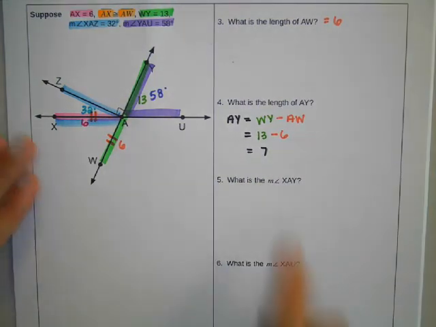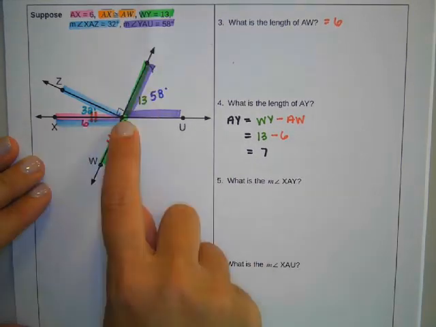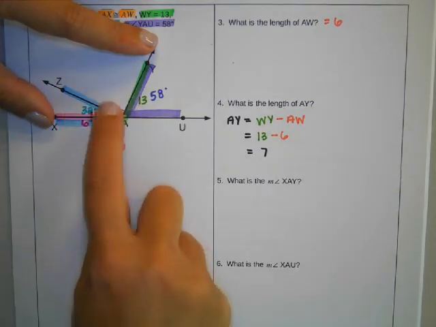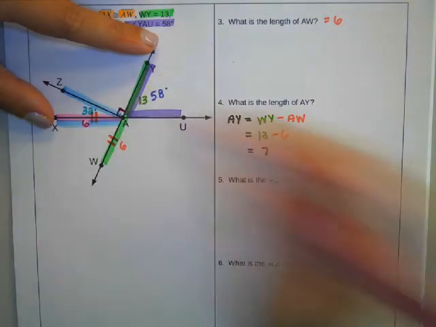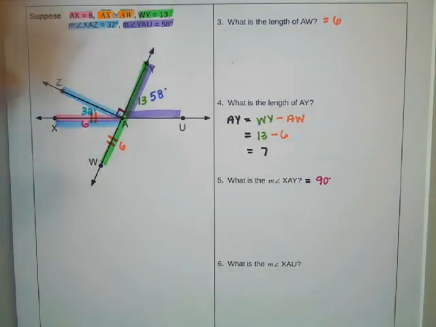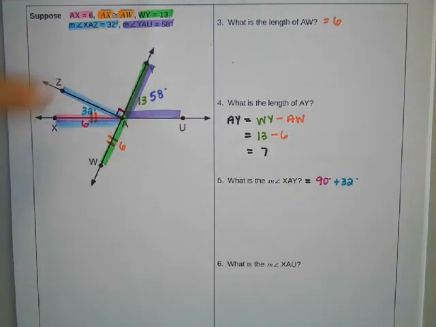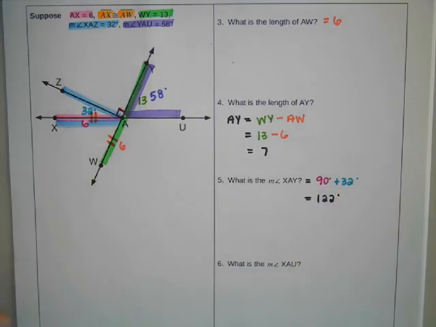Next, I want to know what is the measure of angle XAY. So XAY is this whole thing. XAY is made up of two smaller angles, this guy and this guy. Now this guy's 90 degrees and this guy's 32, so I think I can figure this out by just adding that up. So I'm going to do that 90 degrees, which just in case it didn't stand out to you, this is that 90 degrees right here, is 90 degrees plus this 32 degrees, which means I'm going to get 122 degrees for that whole angle.